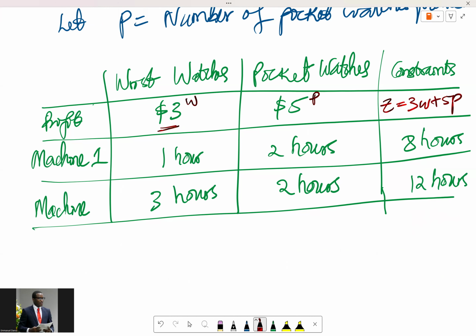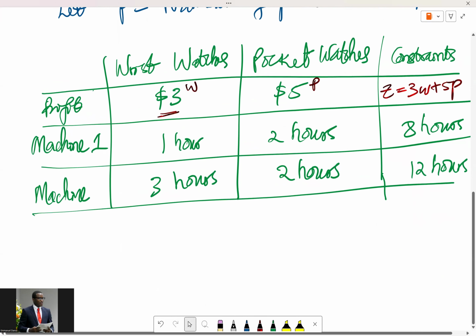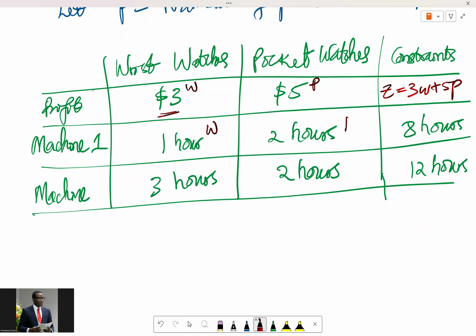Okay. Then talking about machine 1 now. Each unit of wristwatch requires 1 hour on machine 1. So it means that if you produce W wristwatches, you are going to have a total of W hours on machine 1, while you're going to have 2P hours for the pocket watches, so that W plus 2P will be less than or equal to 8, because you have a maximum of 8 hours.